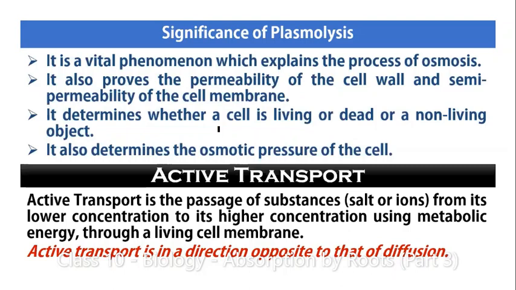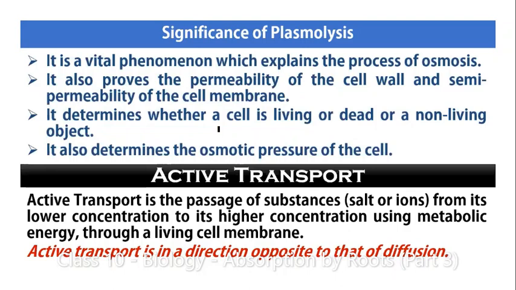If a cell undergoes plasmolysis, it means the cell is living. That means water has come out of the cell by osmosis. Osmosis can only take place across a semi-permeable membrane. Only when the cell membrane is living can it remain semi-permeable. So as long as it is semi-permeable, the cell is a living one. That proves that the cell is living. If plasmolysis does not take place, that means the cell is dead. It also determines the osmotic pressure. It will show the direction of water entering or leaving the cell.